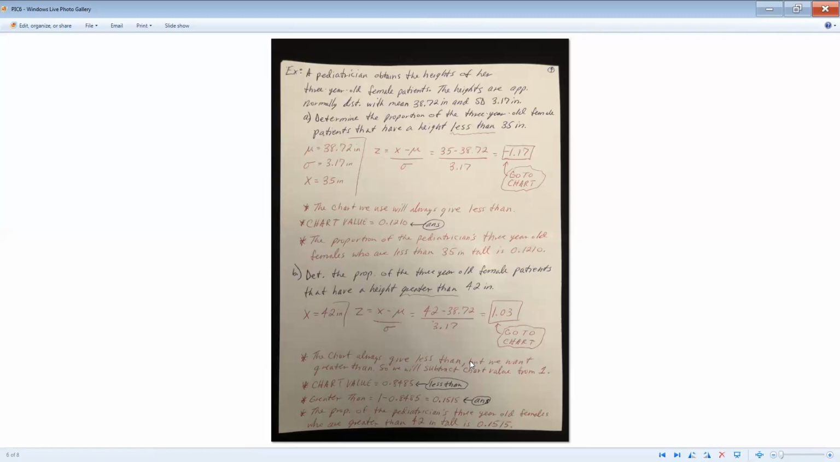Now the chart always gives less than, but we want greater than. So what we're going to do is subtract the chart value that we get from 1. Remember, everything under the curve is equal to 1. So if I know what's to the left of it, subtract that from 1 to figure out what's to the right, or in other words, greater than. So the chart value given to us by 1.03 is 0.8485. Subtract that 0.8485 from 1, and I get 0.1515, and that's my answer. So the proportion of pediatricians' 3-year-old females who are greater than 42 inches tall would be 0.1515.